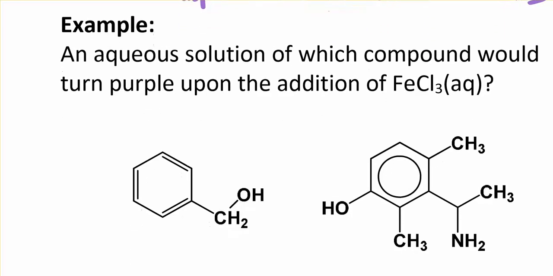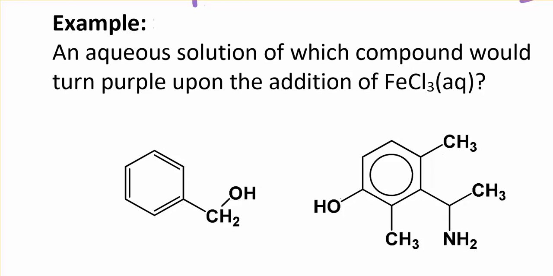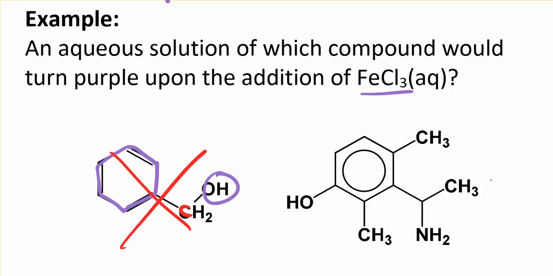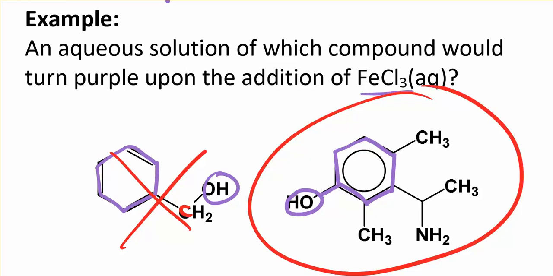Okay, let's look at some different compounds to see what we're talking about with the phenol group. If we had an aqueous solution of each of these, which one would turn purple with the iron 3 chloride? This one has the ring, but the OH is too far removed. It has this carbon in between. So this one will not. This one has the benzene ring, and the OH is right off of the ring. So this one would turn purple with the addition of iron 3 chloride.